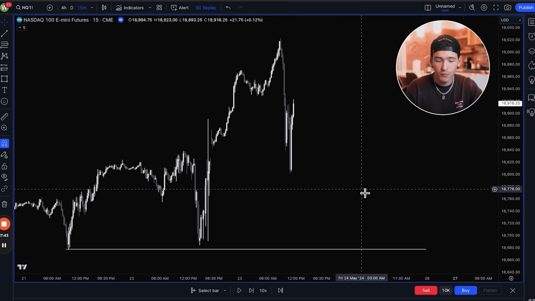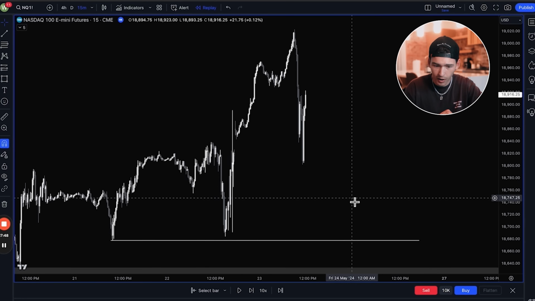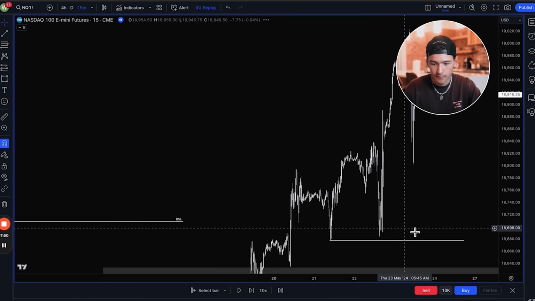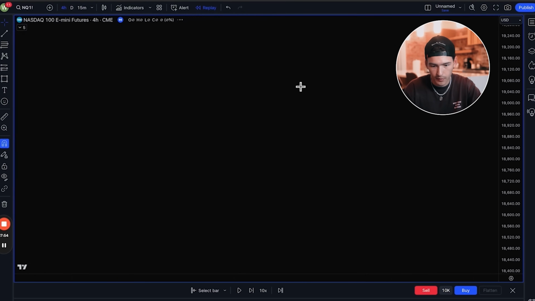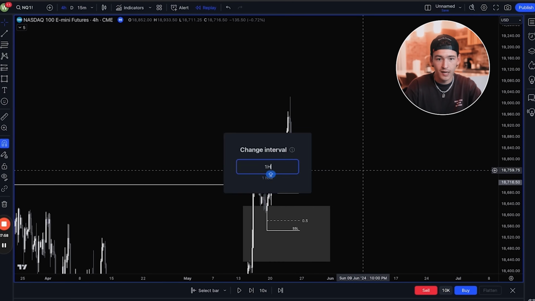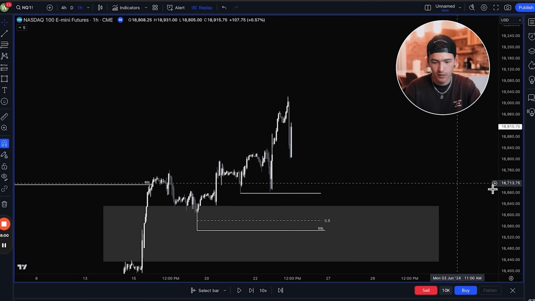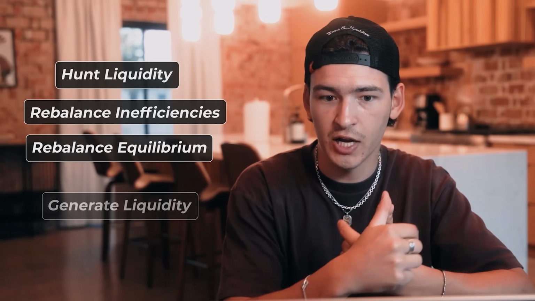So now the market has provided me more information. Why? Because we have generated sell side liquidity. One thing I'm going to recognize, I'm going to zoom back out, 4-hour time frame. What do we want to do here? Well, I'm most likely expecting, like I said, to go take the sell side that we generated. What are the 4 reasons why markets move? Hunt liquidity, rebalance to inefficiencies, rebalance to equilibrium, and generate liquidity.